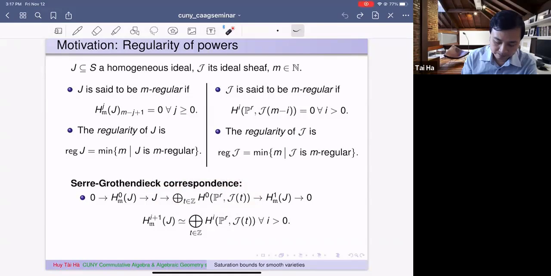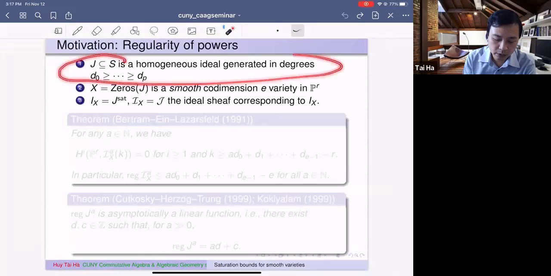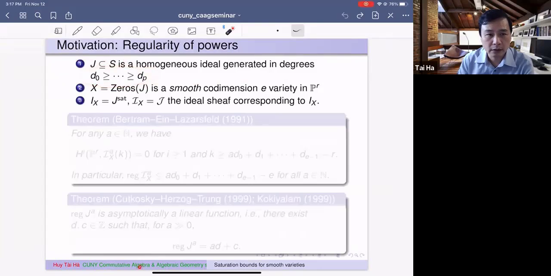Okay, so here is the situation we start with. We start with a homogeneous ideal with a given collection of generating degrees. X is the variety cut out by these ideals, and we're going to assume that this is a smooth variety. And furthermore, I'm going to let e denote its codimension. Then the ideal J and the defining ideal of X will have the same saturation, and they define the same ideal sheaf.